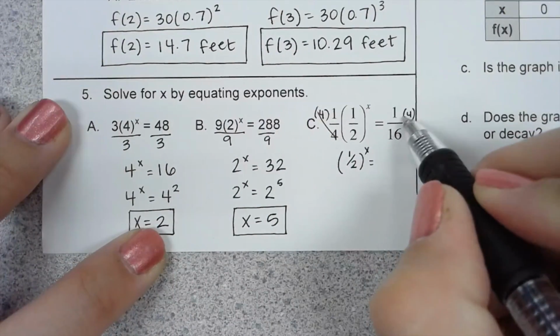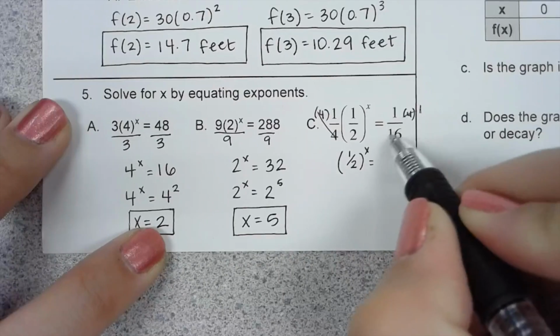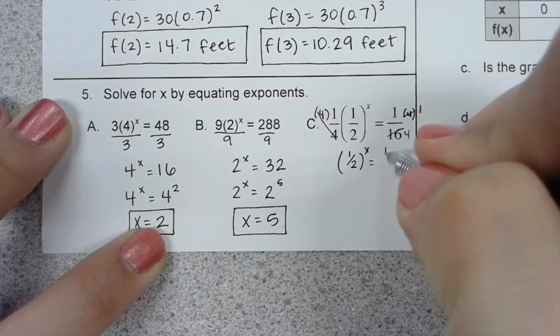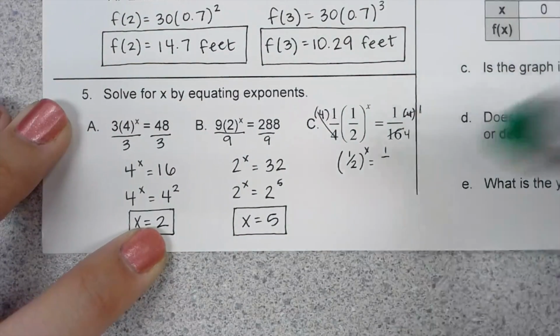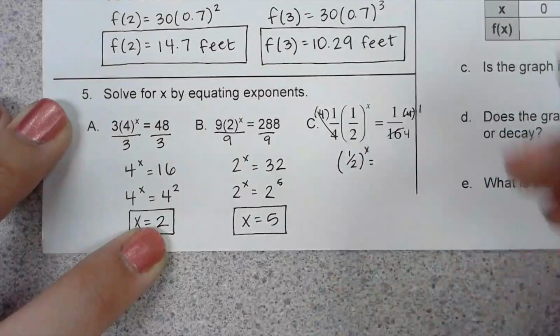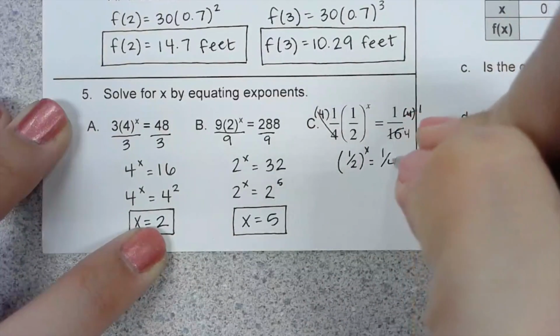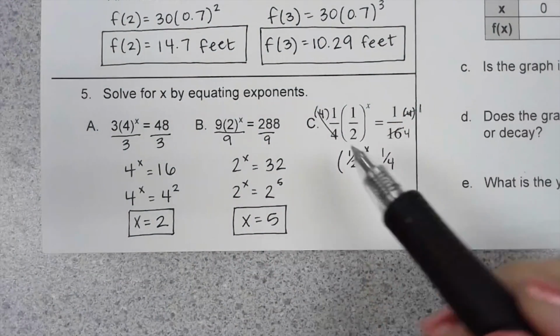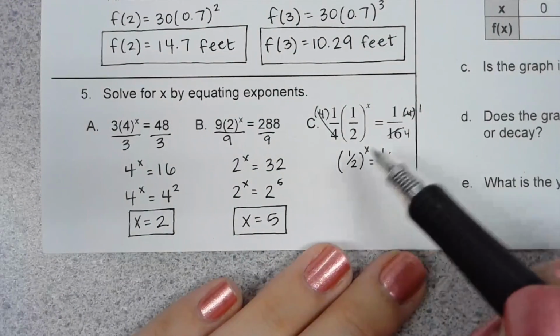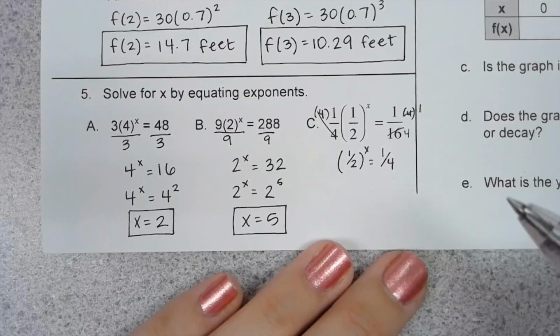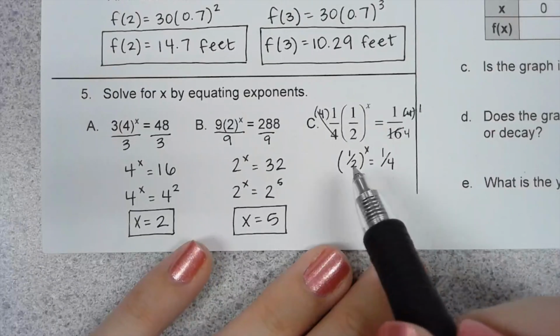1/16 times 4, 4 goes into 4 once, and 4 goes into 16 4 times. So I would have, oh no, that was right. So I'd have 1/4. So you're trying to figure out when you raise 1/2 up to some exponent, you get 1/4 as your answer. So you could stop here and just try to think about what it would be.